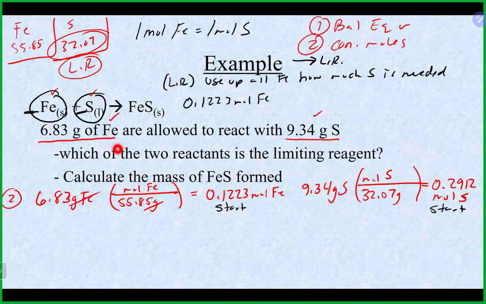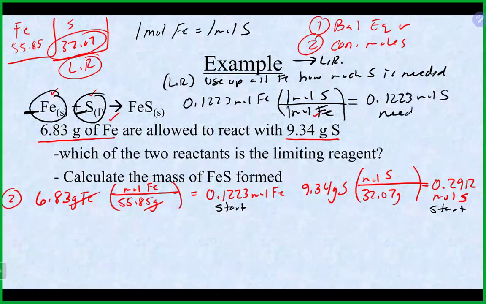The coefficients are what we're using here. So using that in our calculation, 1 mole of iron on the bottom to cancel, 1 mole sulfur up on top will tell me I need 0.1223 moles of sulfur. First off, any question on that calculation there? Again, you could have done the opposite. You could have used your sulfur and figured out how many moles of iron you needed, whichever way you do it.